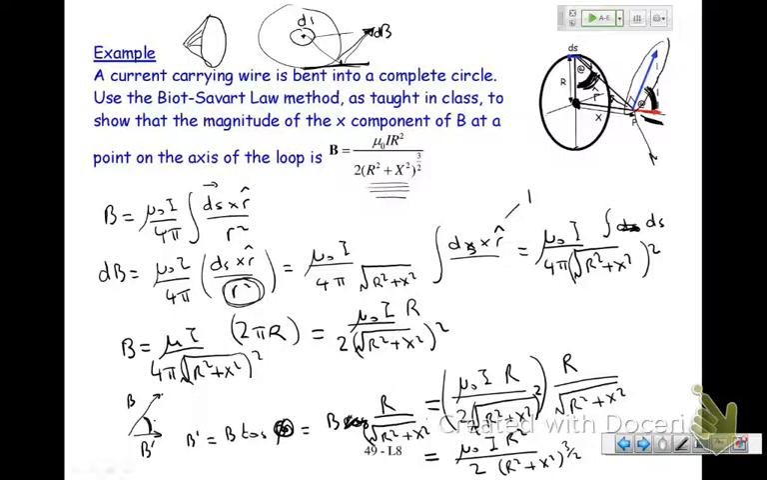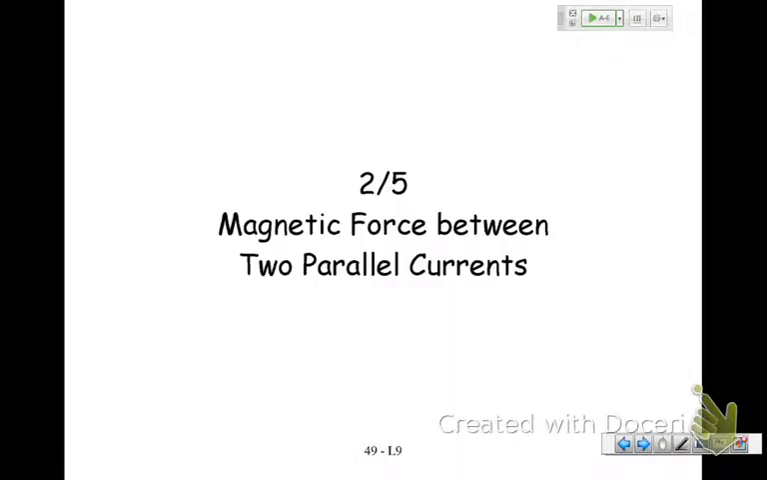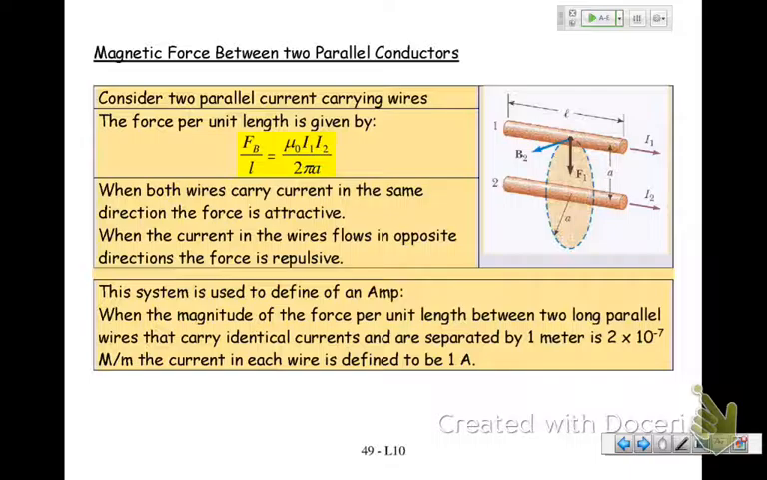Okay. Magnetic force between two parallel currents. So, okay, we have two wires. Let's say we have two wires, not got enough space on here. So the current is flowing, is that flowing towards me or away from me? Towards, yes. And is that one flowing towards me or away from you?